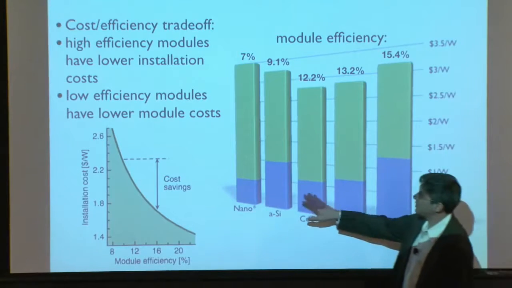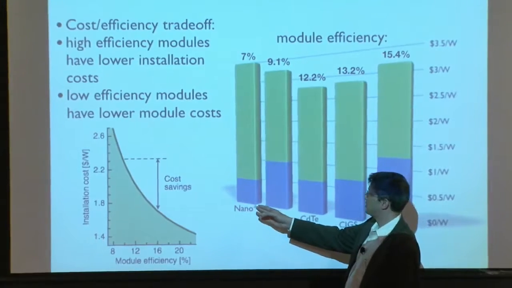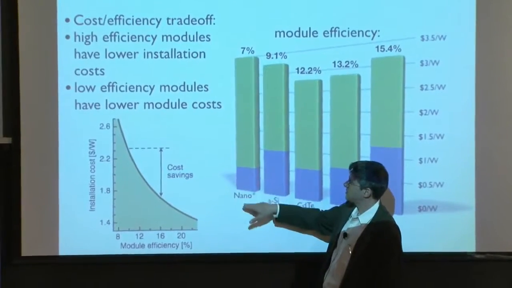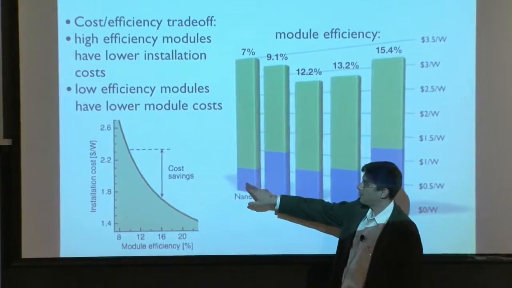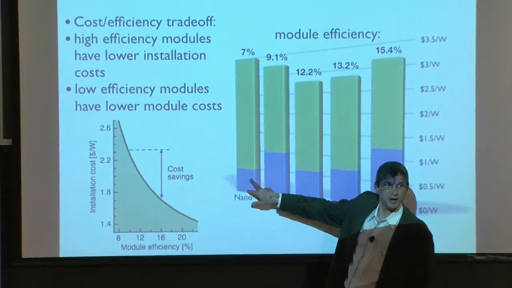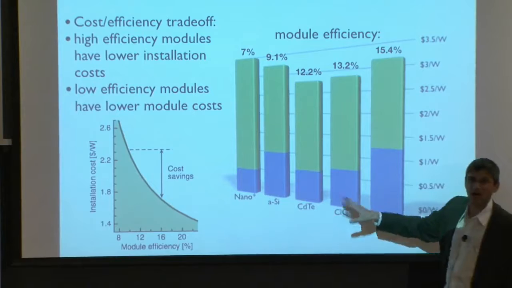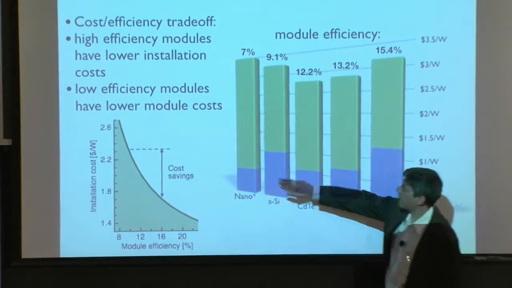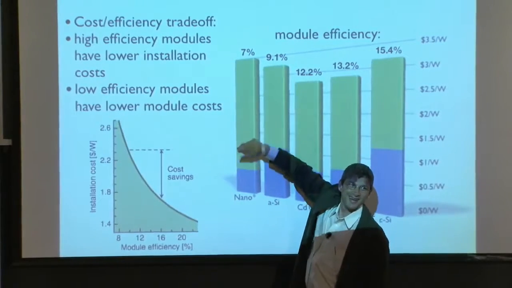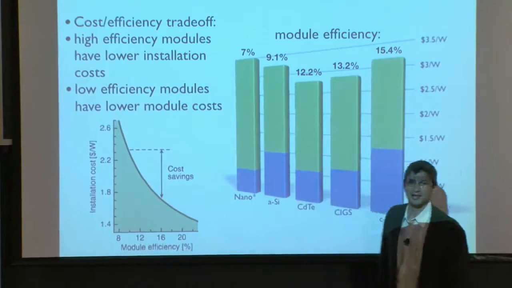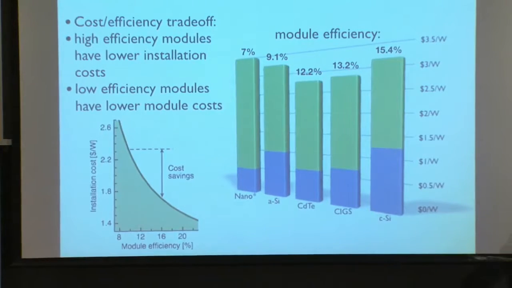So you can see that, if I go nano, this means a lot of things. I can make cells that have much cheaper materials costs, but they're not very efficient. So if I want to normalize my cost per watt, I've got to install a whole lot more of them. So my green curve is really high, you see? Does everybody see that? So that's the balance, right?